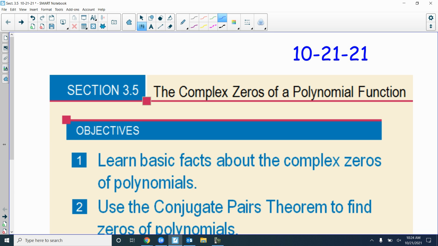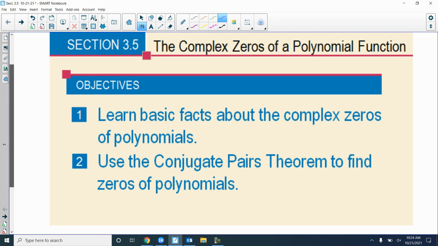Complex zeros. What's the word complex mean? Complex. Confusing. But they're not confusing. Complex numbers. They're going to have i's in them. And we're going to see how these are going to show up in our graphs. We're going to learn some basic facts. See, it's basic. It's not complex. Basic facts about complex zeros and polynomials. And then we're going to use the conjugate pairs theorem to find some zeros. It's all about some zeros.